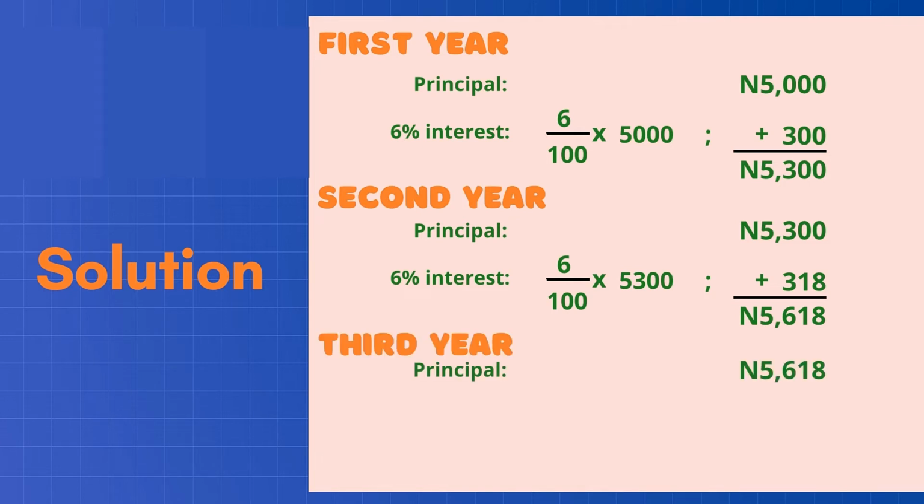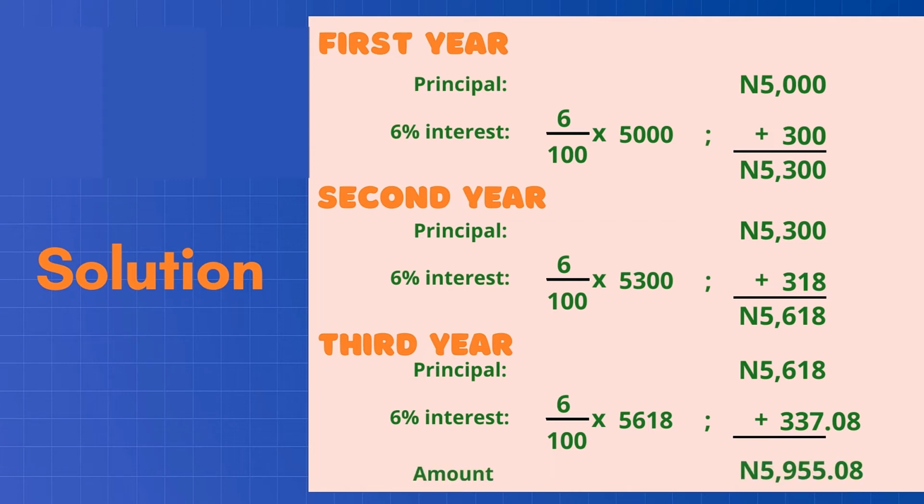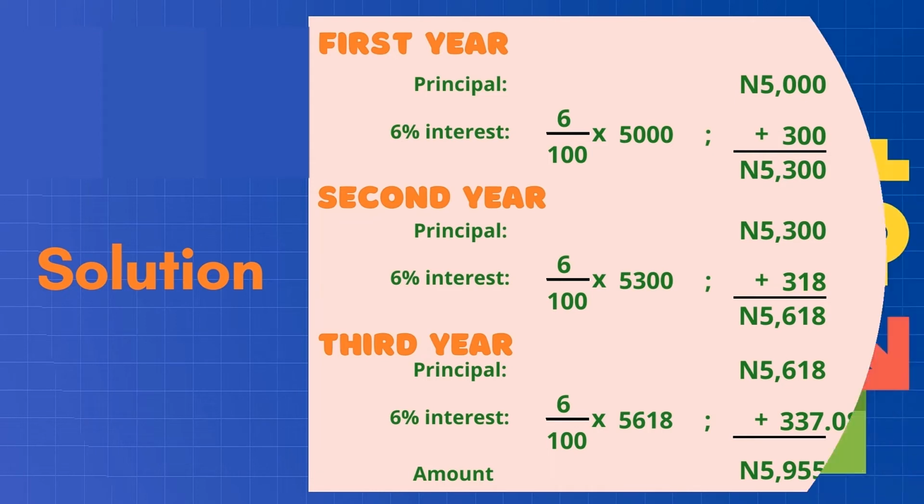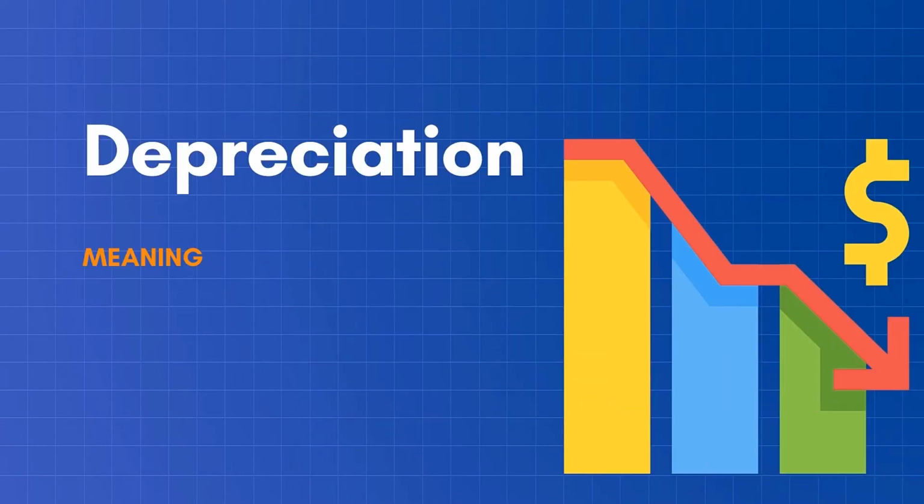The third year, the principal has become 5,618. Then 6% interest of 5,618 will now be 6 over 100 times 5,618. Multiplying and dividing, we have 337.08. Summing up, we have 5,955 naira 08 kobo.